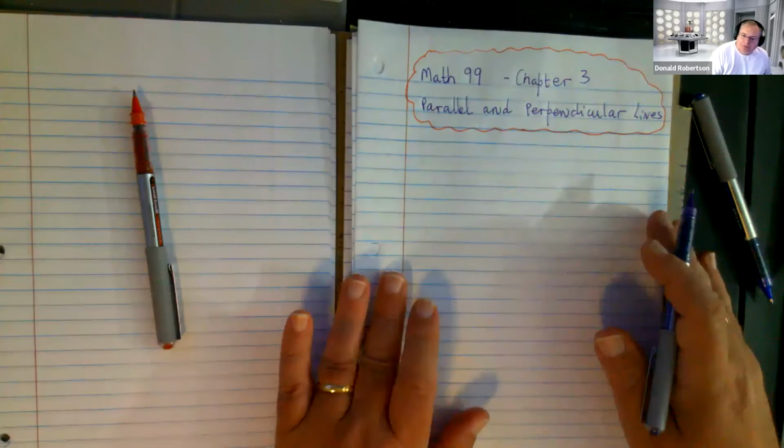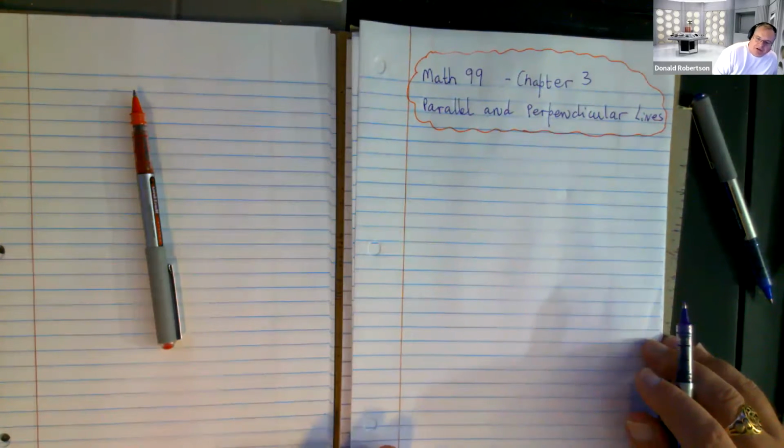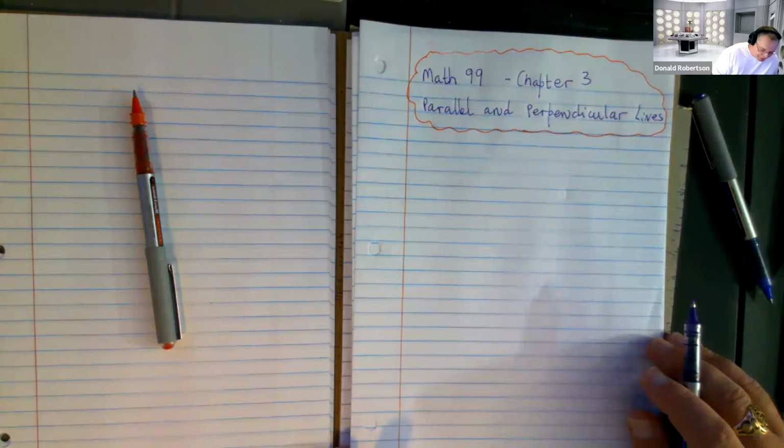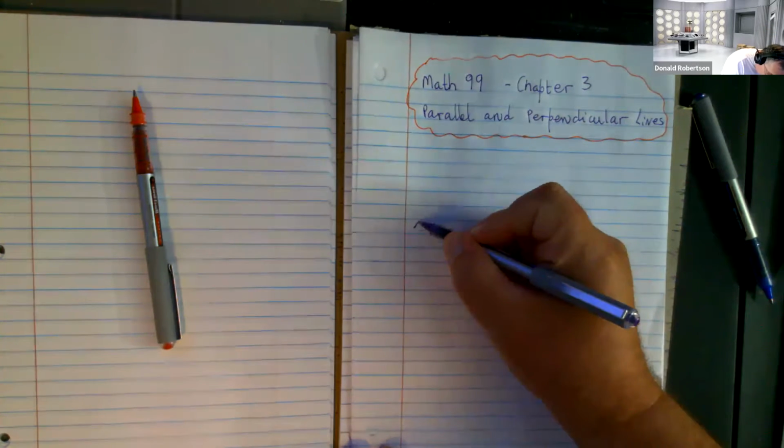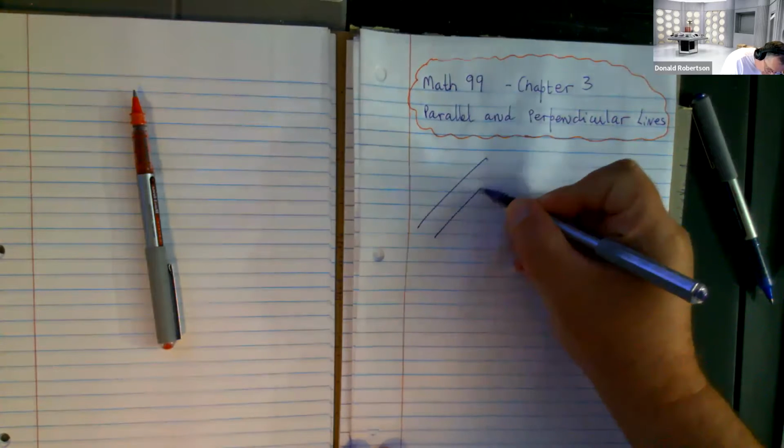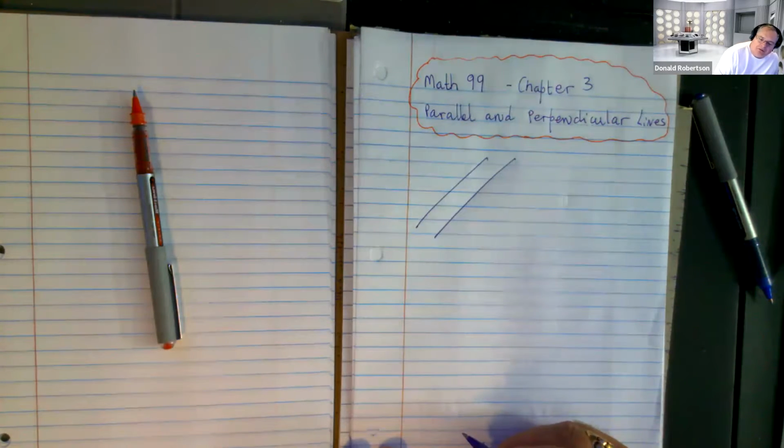Everyone, today I'm going to look at chapter 3, parallel and perpendicular lines. So let's start by looking at two lines that are parallel.